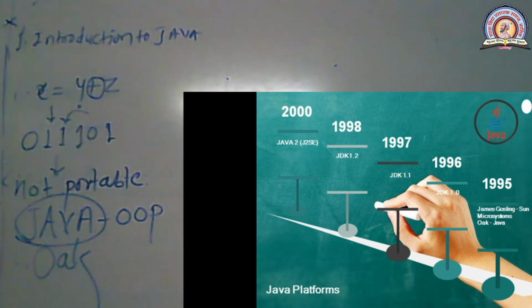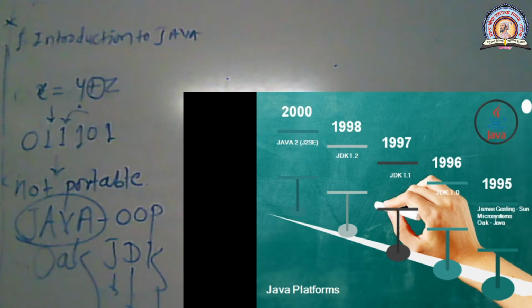Here this Java comes with the Java Development Kit. You can call it JDK, that is the Java Development Kit. This Java Development Kit includes various tools. Using those tools, the Java programs are executed. You can write the Java programs and we can execute the Java programs. And here you can see there are different versions of JDK.